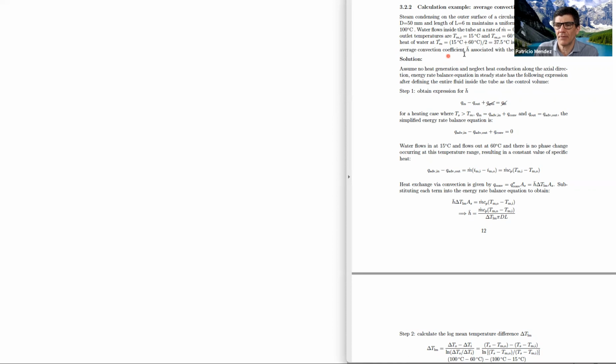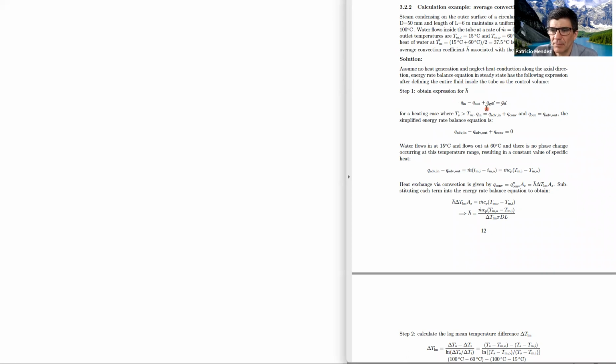Let's calculate the average convection coefficient in this case. We know the flow of the water, we know the temperature difference in the water. So if we know how much water is going and how much it changed temperature, I have a sense of how much heat it absorbed. We're going to put it in formulas in a second, right? And I also would know the temperature difference, so I can calculate it.